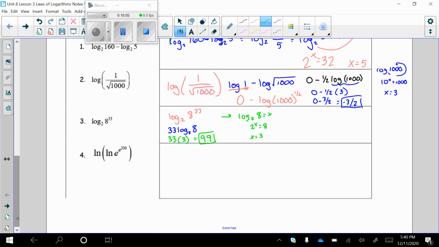Go ahead and try to figure out this last one on your own. Okay, so using the rule from yesterday, if your base here matches what you're taking the log of, then your answer is your exponent. So this would just be e to the 200. Well, then that rule applies again, and your final answer is just 200.